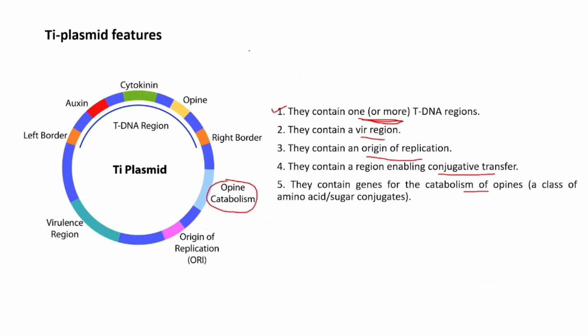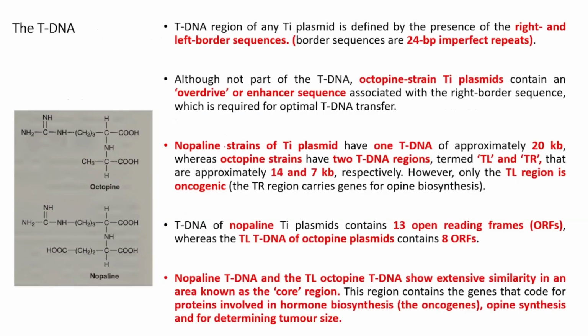So tDNA, if you remember here, see here, tDNA is determined by the presence of right and left border sequences. So these are the right and left border sequences, and these sequences are 24 base pair imperfect repeats. So the repeats are not perfect, so you will not find any particular pattern. As I have already told you, there are opine synthesizing genes, so it will code either for octopine or nopaline, but not both.